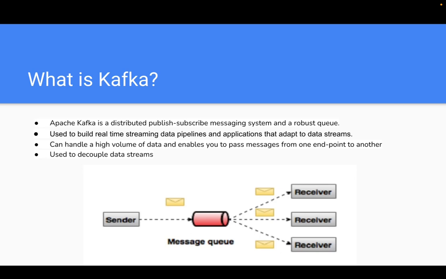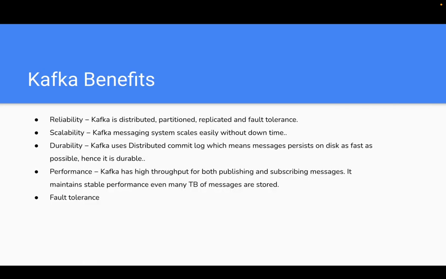Also, where do we use it? When you want streaming of data, instead of sending the request directly to your server, we will send it to a queue, and the queue will send it to the server at its own pace. Also it is used to decouple our data stream. So these are a few use cases for why we use Kafka.